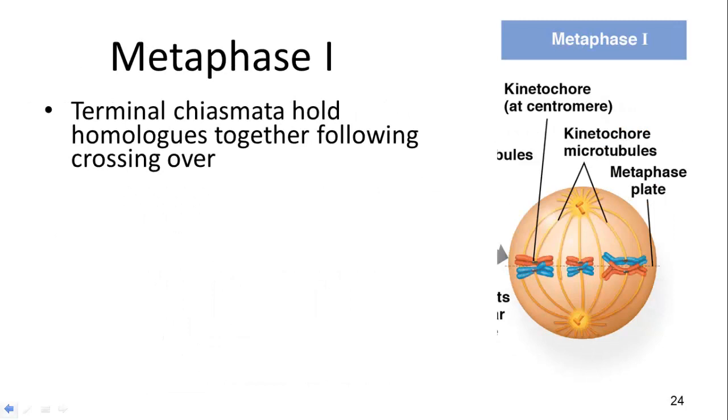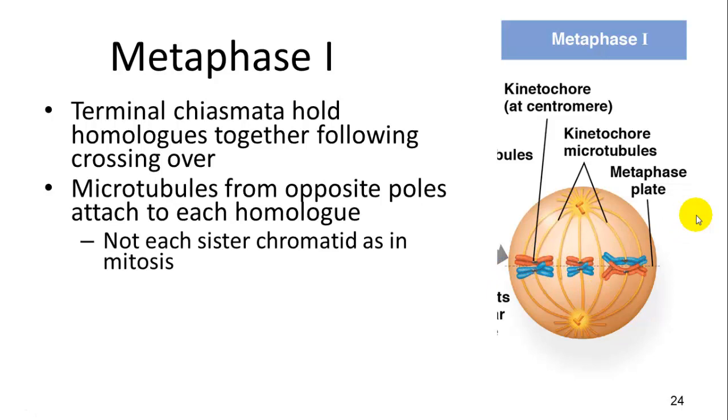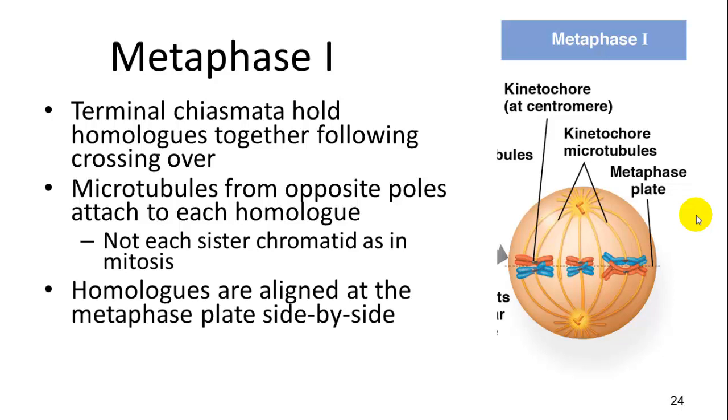In metaphase 1, the terminal chiasmata hold the homologs together following crossing over, and they line up, not all the mothers on one side and the fathers on the other, but just randomly in the middle. Microtubules from opposite poles then attach to each homolog, and not to each sister chromatid, which is what happened in mitosis. And so these homologs are aligned at the metaphase plate side by side. In mitosis, they were basically right on top of each other, but now they are next to each other.